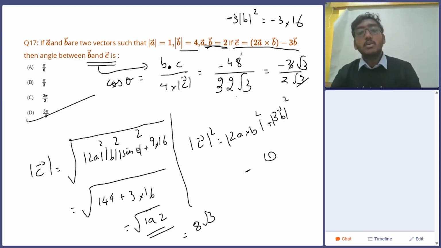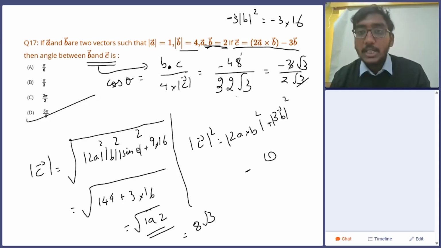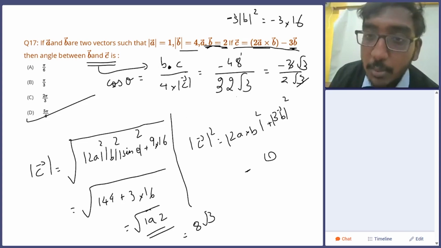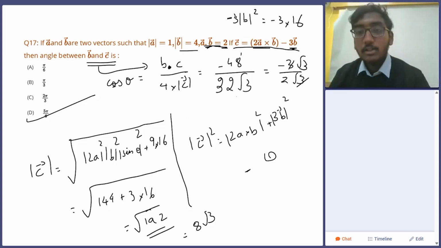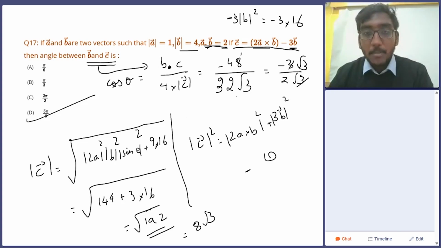For mod c, you just use the parallelogram law of vector addition, right? In that, a square plus b square plus 2ab cos theta, the 2ab cos theta will become 0. Why? Because it's basically 2a dot b. Here this is the first value and this is the second value. When you take the dot product, it becomes 0. Why? Because I told you, this particular resultant will be perpendicular to b vector. So that will become 0.